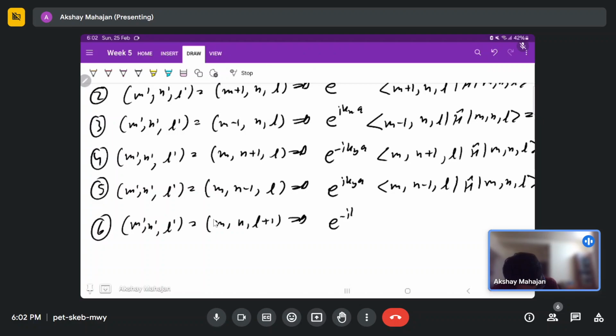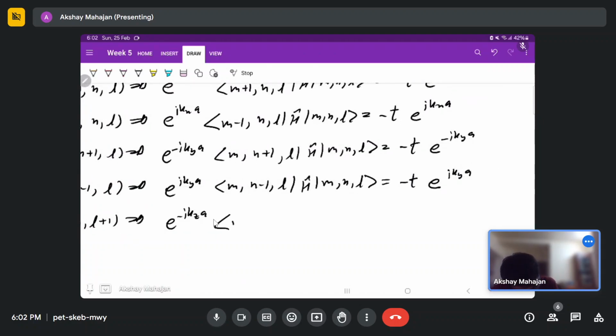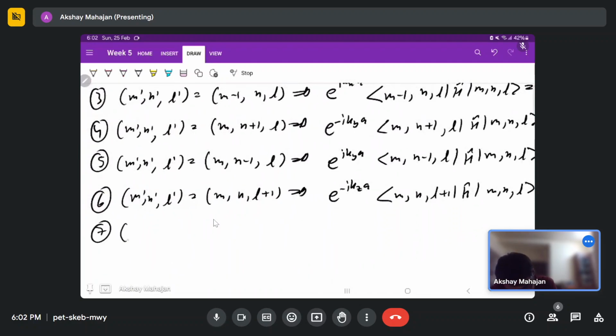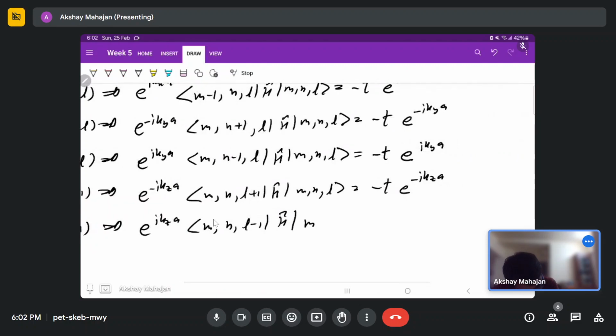This gives e to the power minus iota kz of a times n comma l plus 1, H cap n comma l, which is minus t times e to the power minus iota kz of a. And then seventh will be m prime, n prime and l prime equal to m comma l minus 1, e to the power iota kz of a m comma l minus 1, H cap n comma l, minus t times e to the power iota kz of a. Alright, so this will be your 7 terms.